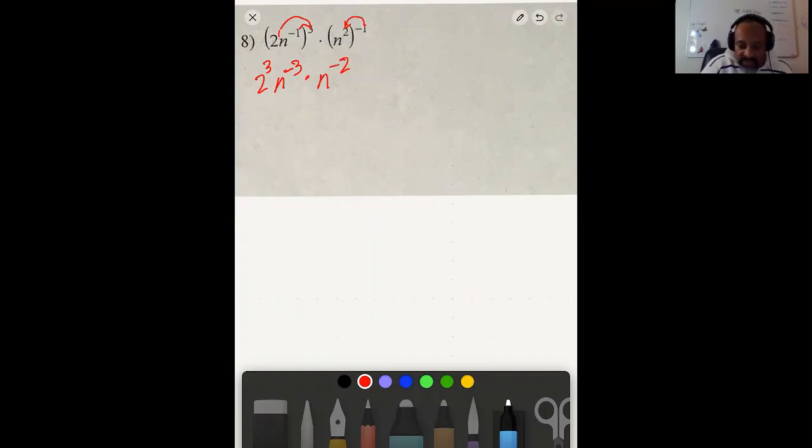So now we're going to use the product rule. We're going to simplify. 2 to the 3rd power is going to be 8. And then we're going to have n. When you see a product, you simplify components, you keep the same base, and you add the exponents. So we're going to add a negative 3 plus a negative 2. So this is going to be 8n to the negative 5th power.